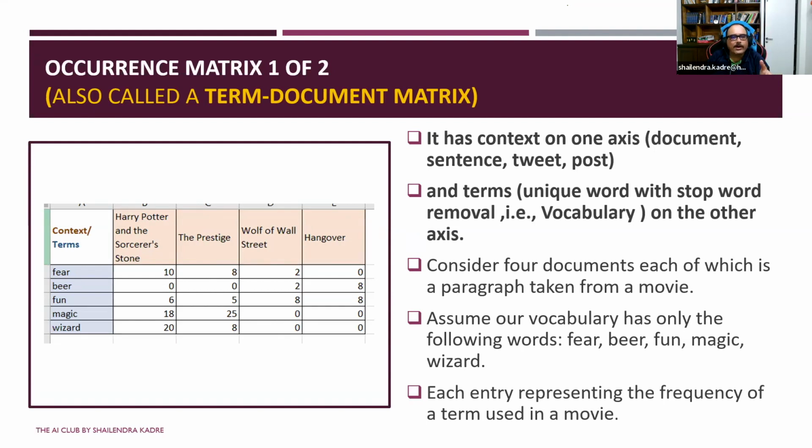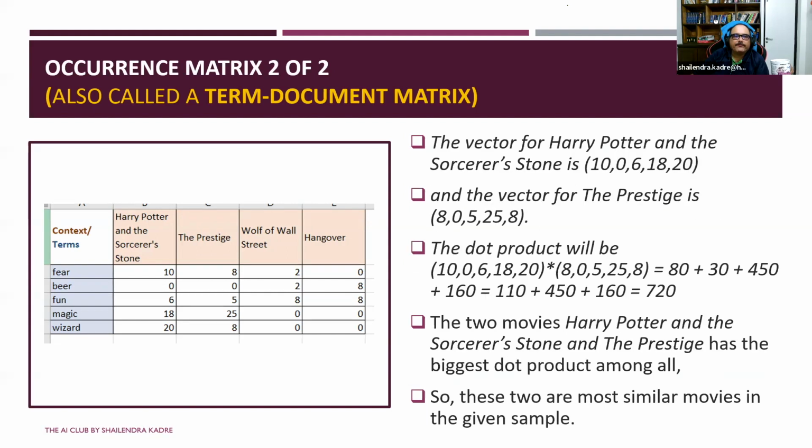Each movie is a document: Harry Potter is a document, The Prestige is a document, all the reviews related to Wolf of Wall Street are a document, and all the reviews related to Hangover are a document. Documents we have listed in columns, and all the unique words in the bag of words we have listed in rows. The entries are the corresponding frequencies occurring in that particular document. Is this simple concept understood? Dr. Shailesh? Yes. So this is the concept called the term document matrix or occurrence matrix.